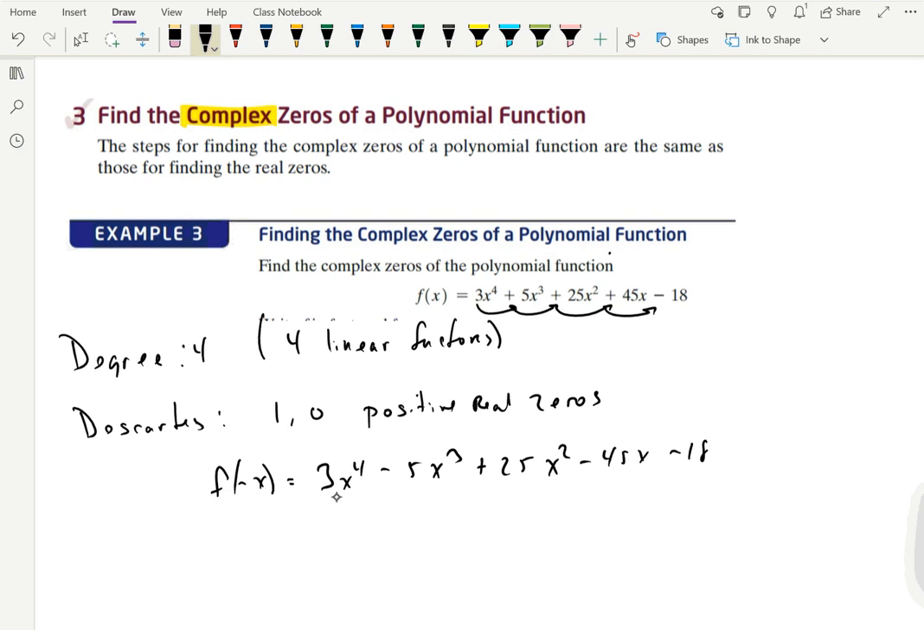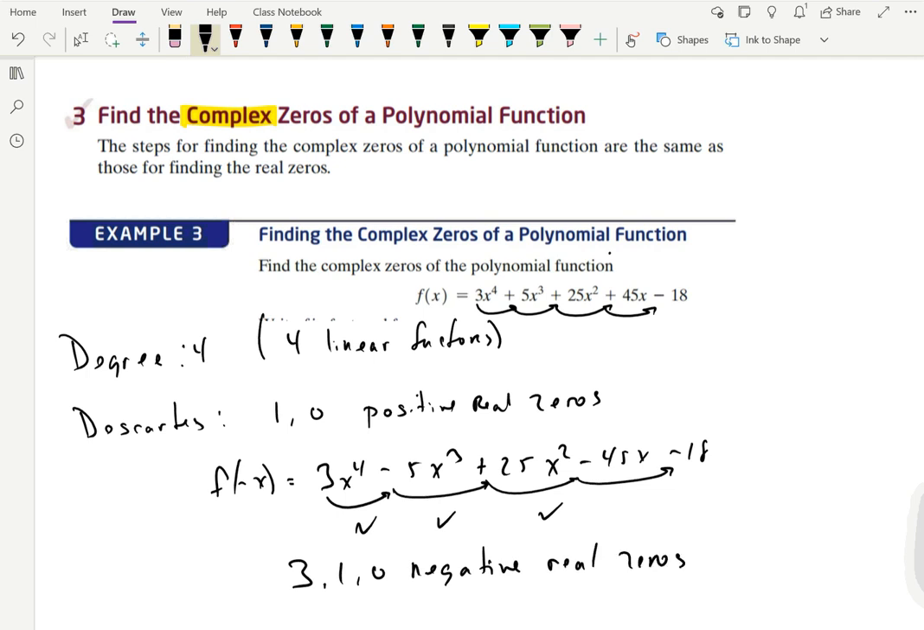As we take a look at our sign changes, they go from 3 to negative 5, so there's a sign change. Negative 5 to positive 25, a sign change. Positive 25 to negative 45, a sign change. Negative 45 to negative 18, no sign change. So we get 3 sign changes, which tells us we have 3 or 1 negative real zeros. Okay, so at least we know that. We've got 3, 1, or 0 negatives along the way.